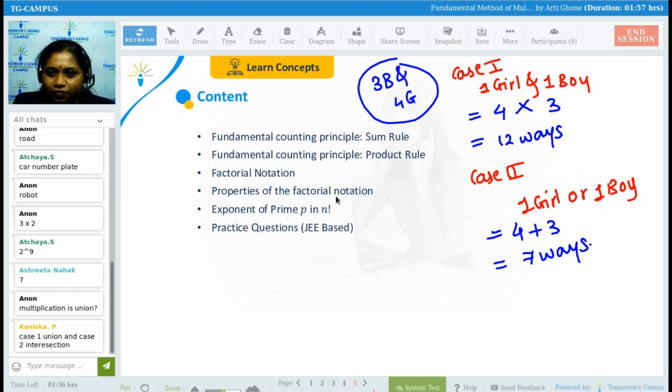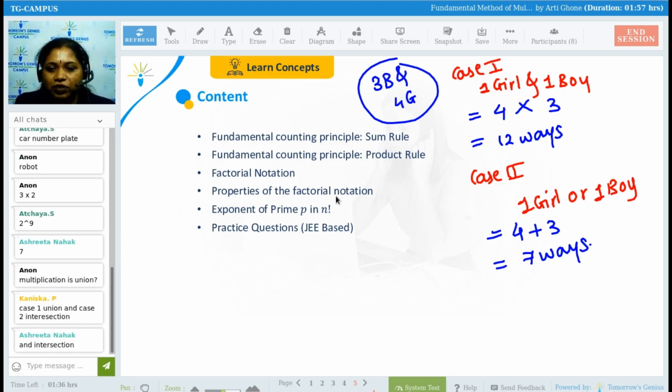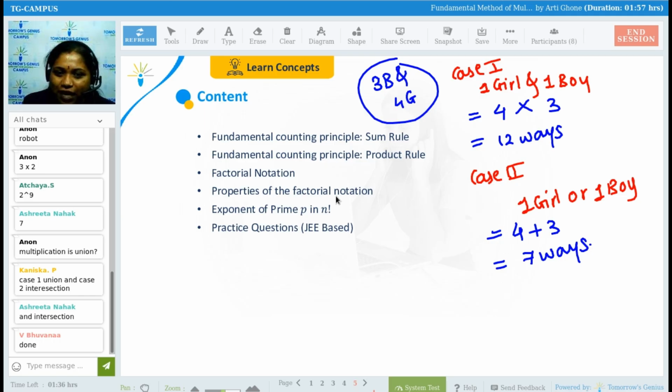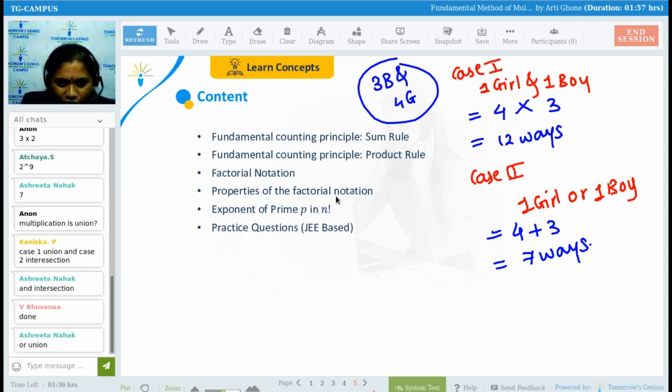Any other? Anil Dev done, Karishka done. Mukeshwaran, Achaya, Bhuvna, Netra, don't say like ma'am, we are with you. I have not given the answer till now. I just want an answer from you. And intersection, case 1 union and intersection. What and intersection? And means intersection.